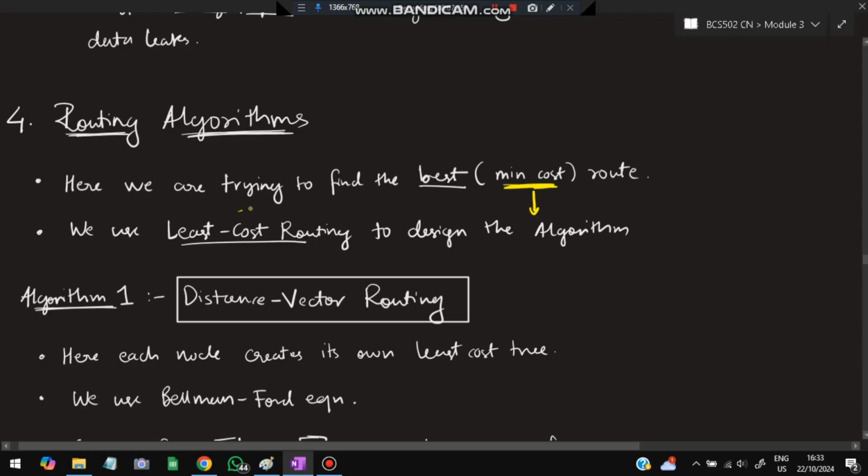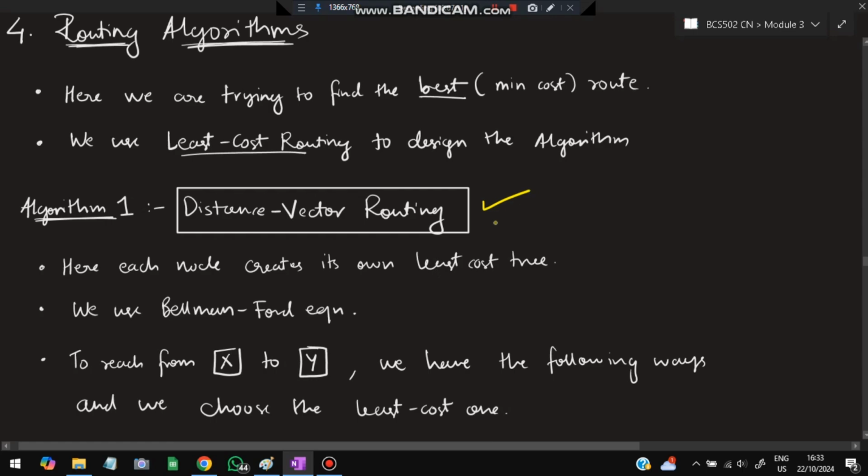So here we use least cost routing to design the algorithm. We use three methods to find out the least cost. The first one is the distance vector routing. Each node creates its own least cost tree. Nodes will be connected with other nodes, and those nodes will be further connected with other nodes, right? So each of these nodes has a connection. In each of these nodes we try to find out the least path to the other nodes. That is what we use here. And we use the Bellman-Ford equation here.